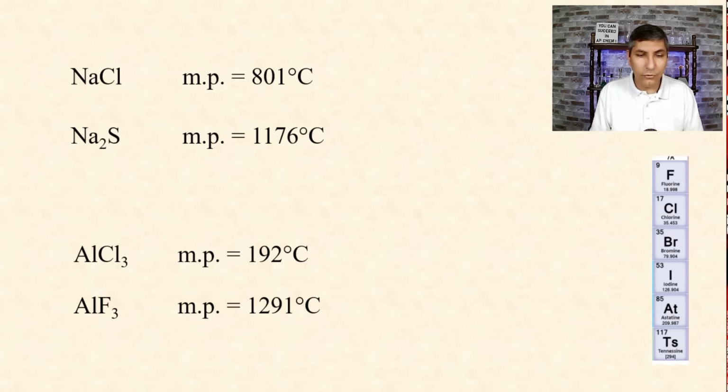Aluminum chloride melts at about 192 degrees. Aluminum fluoride melts at about 1,291 degrees. That's a lot higher because the ion sizes are much smaller.